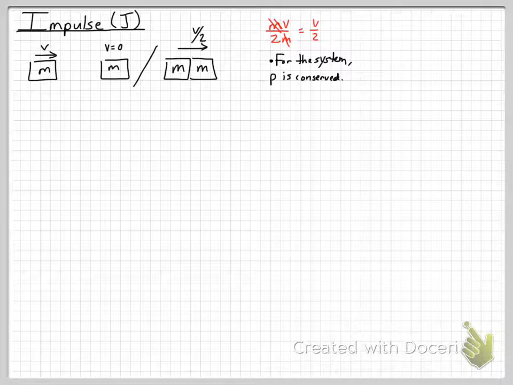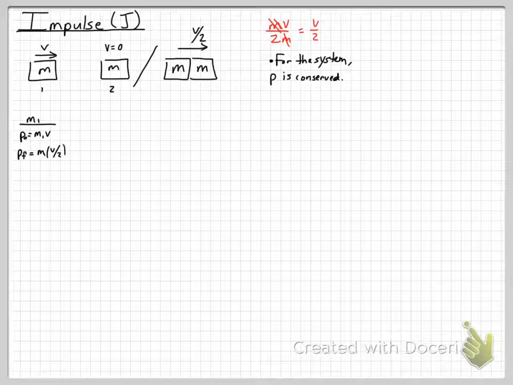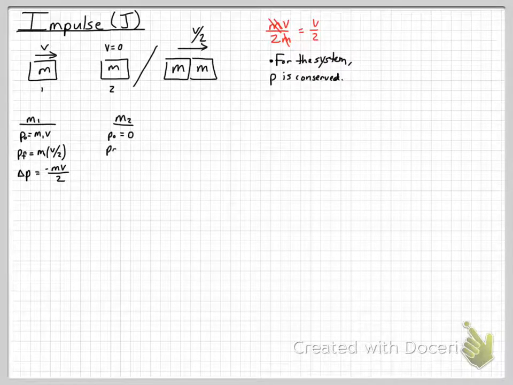So if we look at each of the masses individually as mass 1 and mass 2, for mass 1 we have an initial momentum that was mv, and final momentum that was mv over 2, and then it had a change in momentum that was negative mv over 2. Then if we look at mass 2, its initial momentum was 0, it wasn't moving. Its final momentum was mv over 2, so its change in momentum was positive mv over 2.